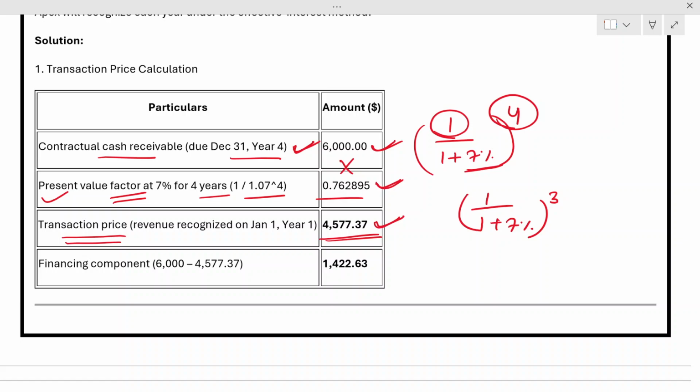Now effectively, there is a hidden financing component between these two amounts, which is $6,000 minus $4,577, because you are getting this money today versus $6,000 after 4 years. The differential is definitely the interest component, so we will say the differential of both of them is $1,422 as an interest component.